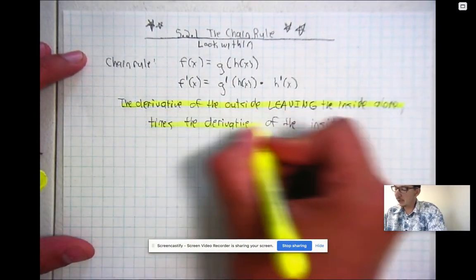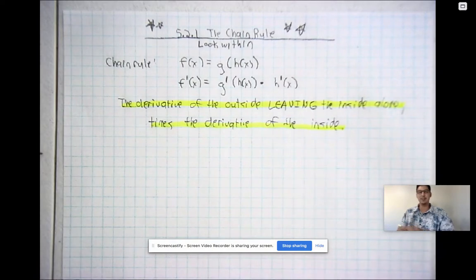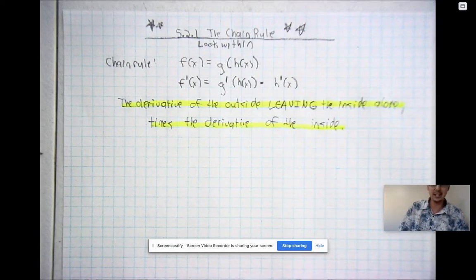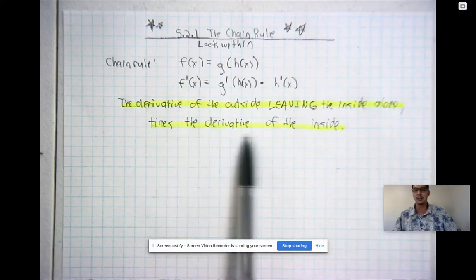Now, I'm going to say it a few times, and I encourage you, as awkward as this might be, whether you're in your living room, your bedroom, and it's 1 a.m., or maybe your sibling is sleeping across from you, say it out loud, make them hear it, and they'll be learning calculus with you. The chain rule states the derivative of the outside, leaving the inside alone, times the derivative of the inside.